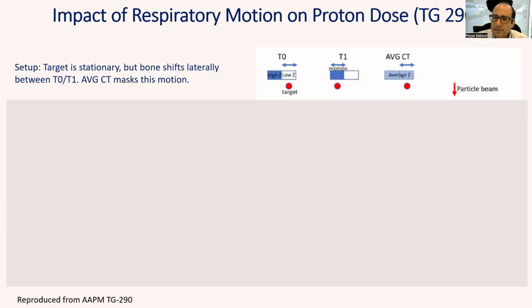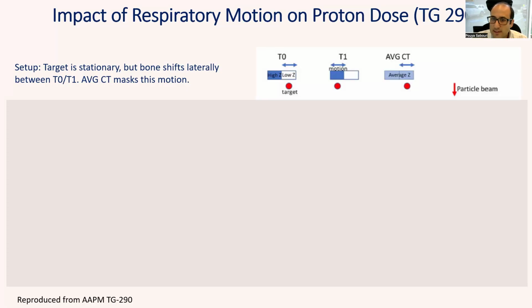This slide is a figure from AAPM TG-290. And the first row here in this slide demonstrates how respiratory motion can impact proton beam delivery even when the target remains stationary. So in this simplified model they present, the red dot represents a fixed target. And then a high-density structure such as a bone is moving laterally in between the two phases, say T0 and T1. And an average CT scan ends up blurring this motion so that it's masking the actual motion of the bone.